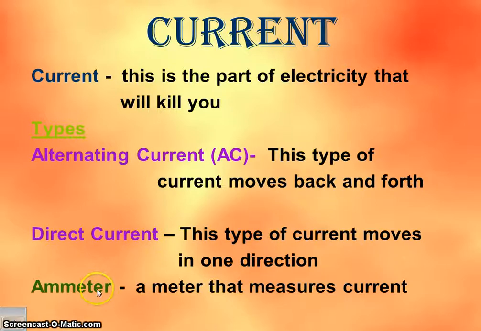Now, you can measure current with an ammeter. Most meters today will measure your current, your voltage, and your resistance. They're called multimeters. But the piece that measures current is actually an ammeter.